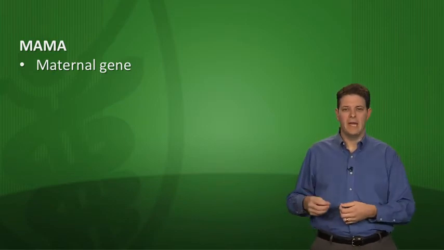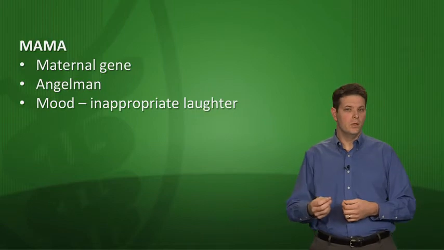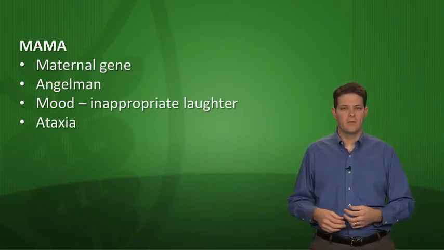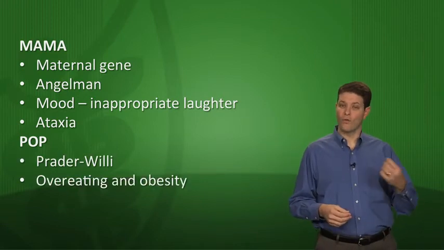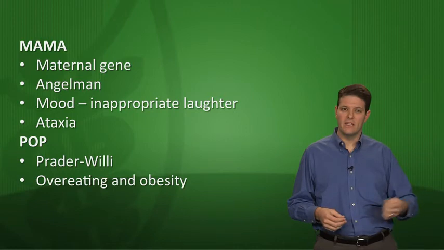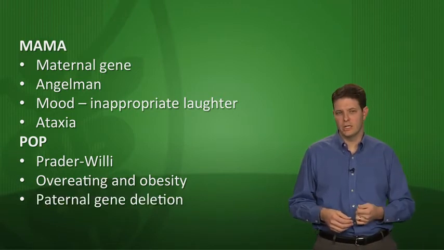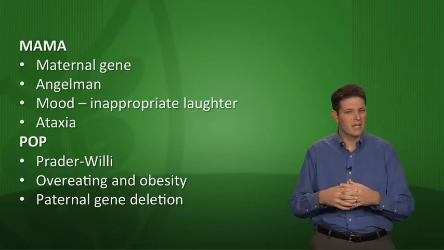So the M in mama is the maternal gene, A is for Angelman, the second M is for happy mood and inappropriate laughter, and then the A is for ataxia. Then the POP, P is for Prader-Willi, O is for overeating, that hyperphagia, and obesity, and then the second P is for paternal gene deletion. So mama and pop might help you keep those two disorders linked together in your mind.